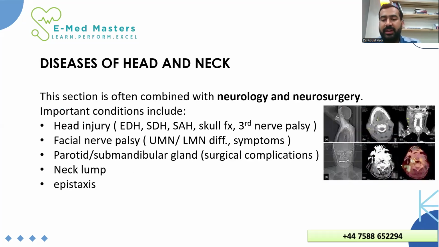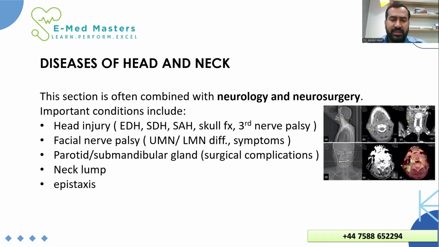Next is disease of the head and neck. In head and neck, the examiner may ask you about head injury. The favorite questions are the extradural hematoma, the subdural hematoma, the subarachnoid hematoma, and a skull fracture with or without third nerve palsy. That's a very important point. You have to look for the third nerve palsy. If there is a blown out pupil or a dilated pupil, it suggests that the brain has already herniated in a head injury case.